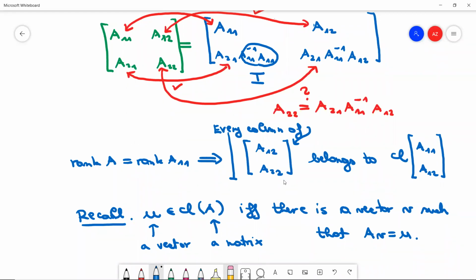I see one question in the chat. Okay, thank you. Yeah, here is in fact a mistake in the index. So it should be A21 here.